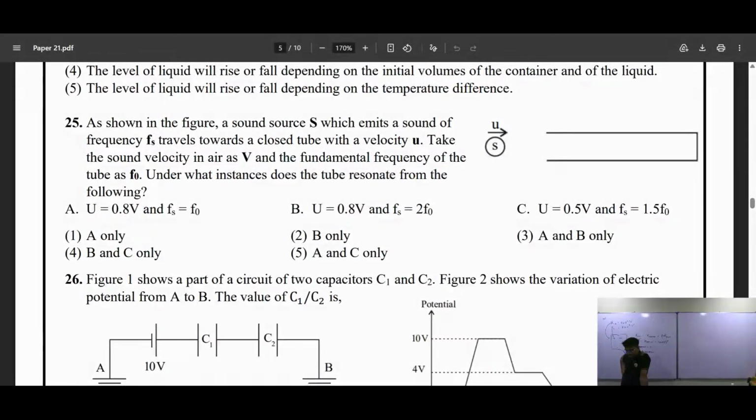The tube will resonate when the forcing frequency is equal to one of its natural frequencies, right? Does the tube resonate in the following cases? Now, this is the condition.